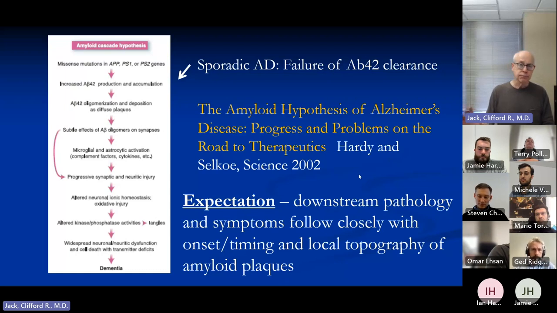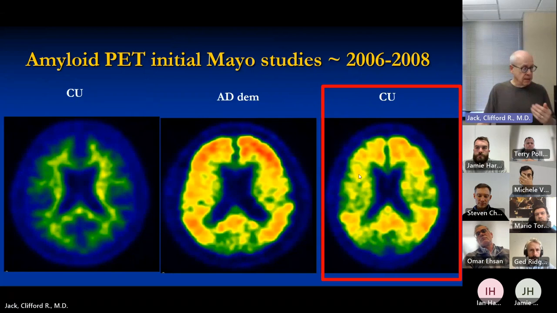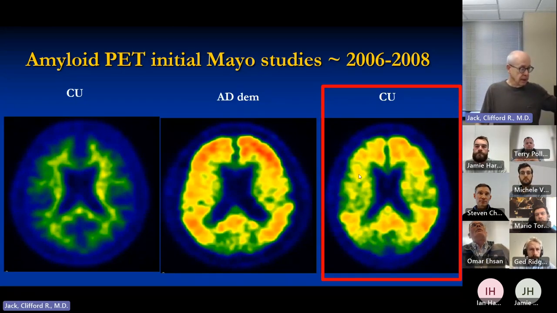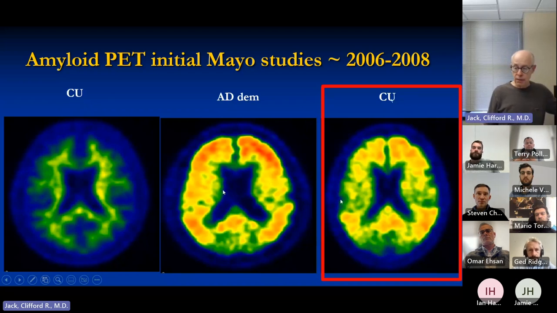That was the expectation when people, in the mid to late 2000s, started to routinely incorporate biomarkers into their longitudinal research cohort programs. These are some of the early amyloid PET images obtained at the Mayo Clinic. On the left, CU stands for cognitively unimpaired, a negative amyloid PET scan. AD dementia stands for someone who had the typical clinical syndrome. You can see a very abnormal amyloid PET scan, but you also see this unimpaired individual with a very abnormal amyloid PET scan. So this directly flew in the face of the prevailing thinking at the time. This person should have been demented based on the amyloid cascade hypothesis.